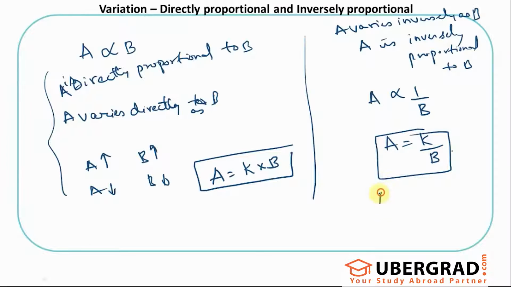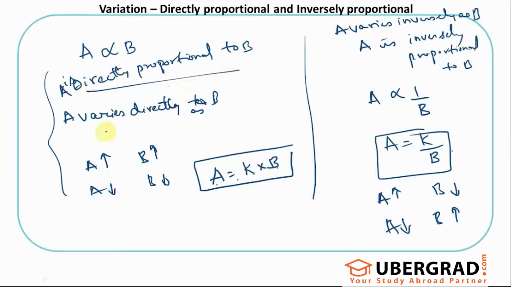The idea is this: in inverse proportion, if A increases, B will decrease, and if A decreases, B will increase. In direct proportion, if A increases, B will also increase, and if A decreases, B will also decrease. In inverse variation you see the reverse. So that's why the relation would be A equals KB in direct variation, and here it's A equals K by B.